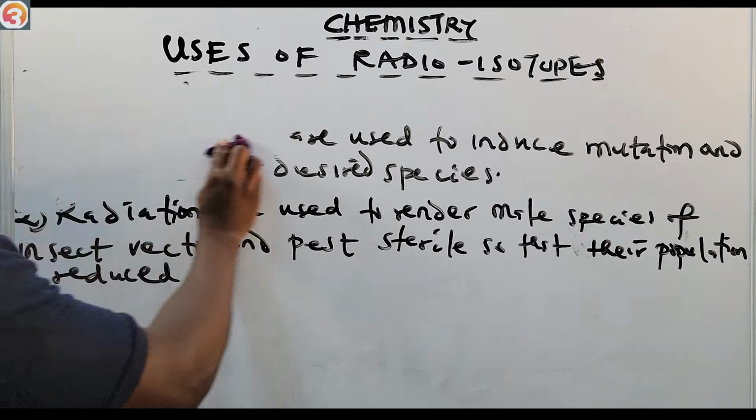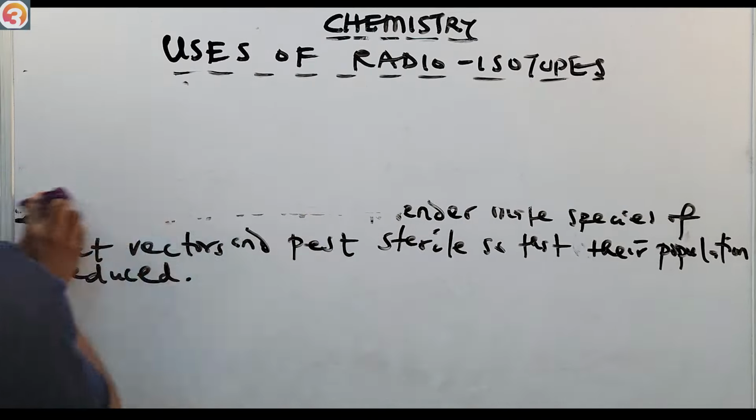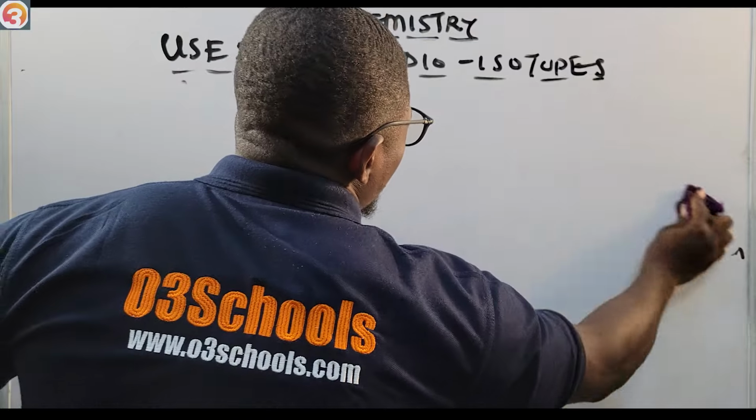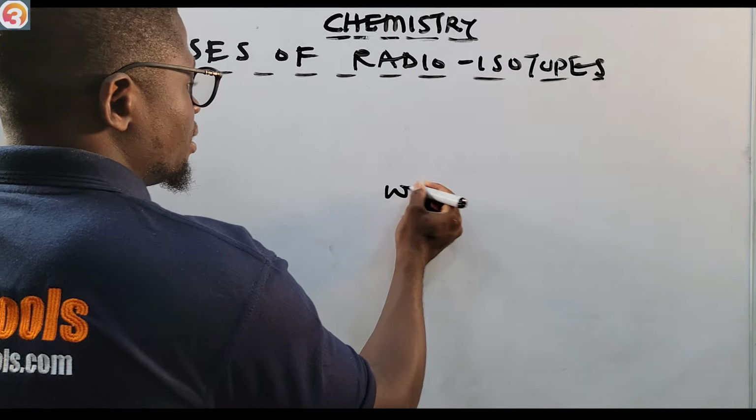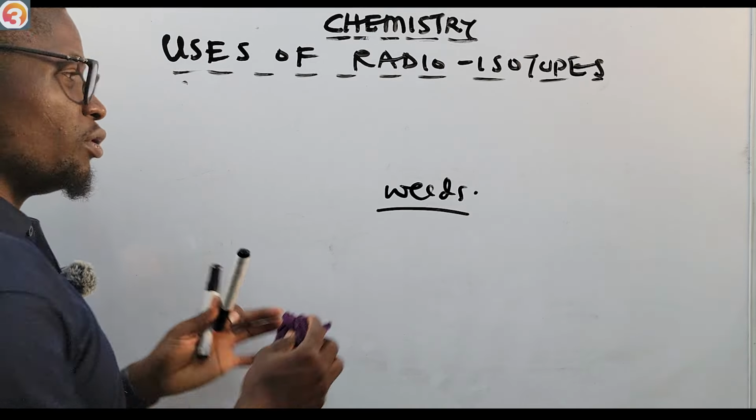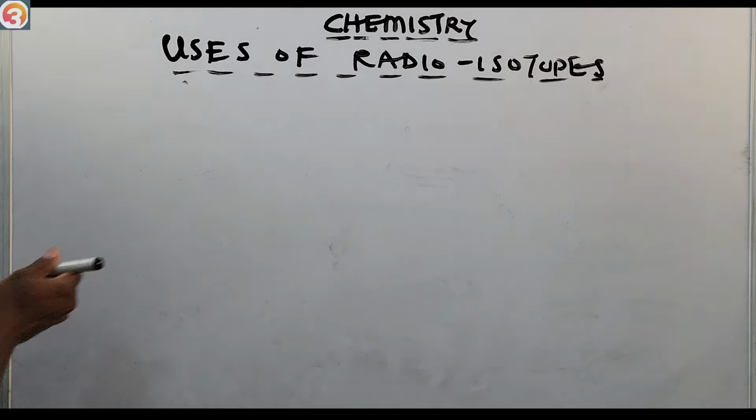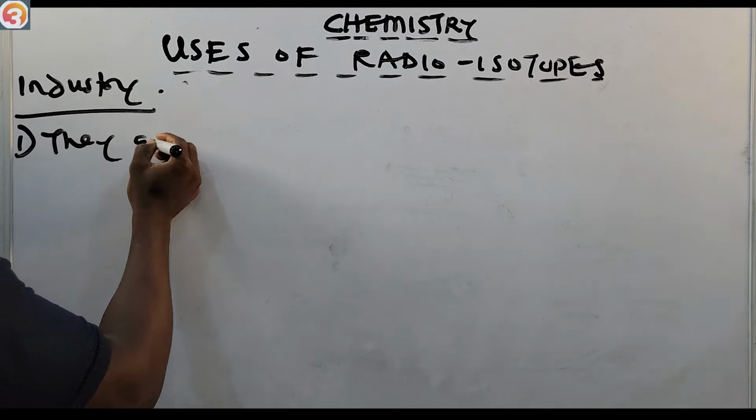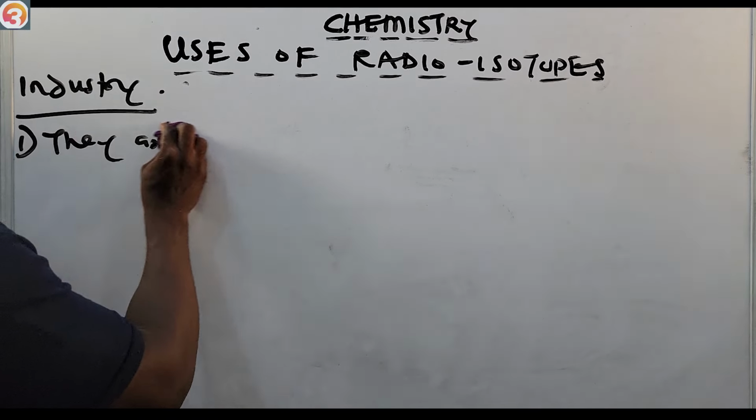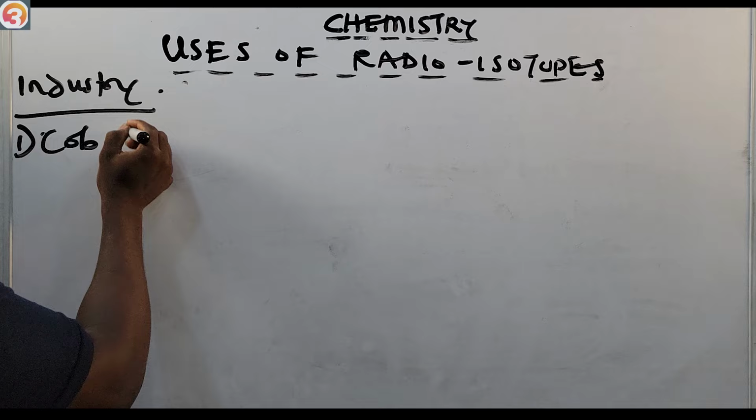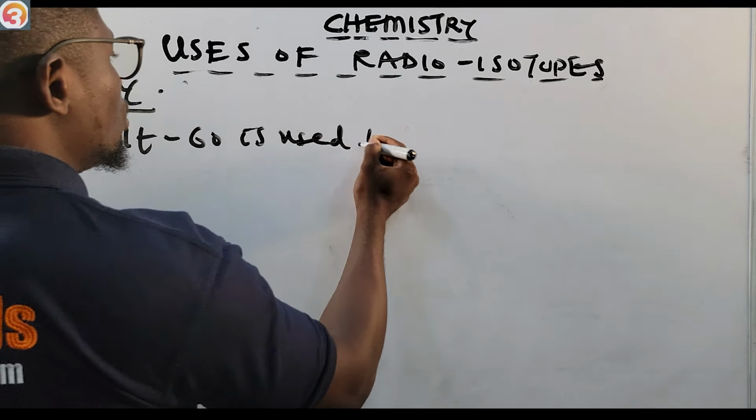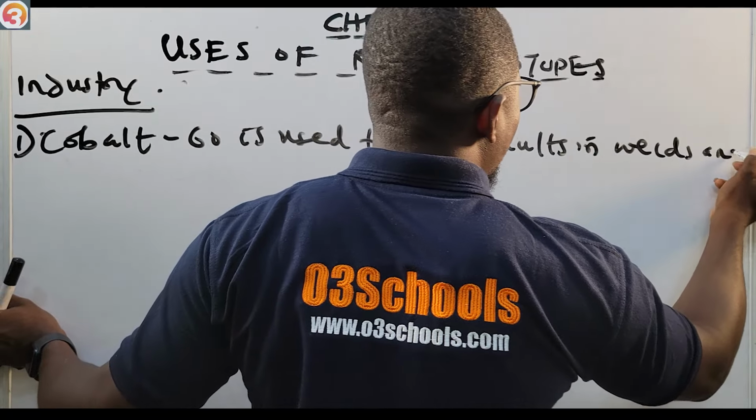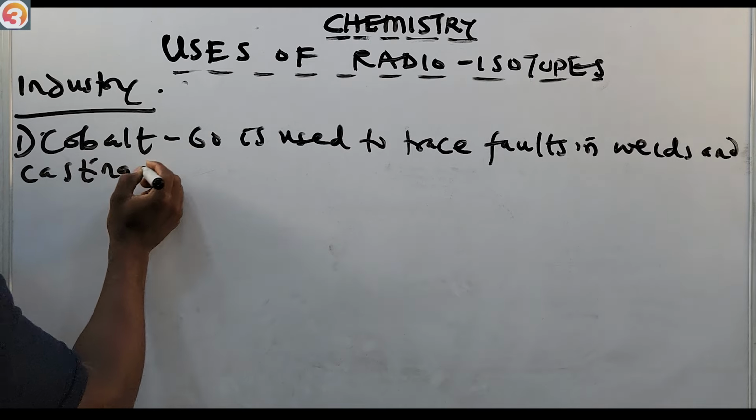Now let's quickly look at the industry, the applications of radioisotopes in the industry. Cobalt 60 is used to trace any faults in welds, like welding. Number one, cobalt 60 is used to trace faults in welds and castings. Please, you must take note of that.